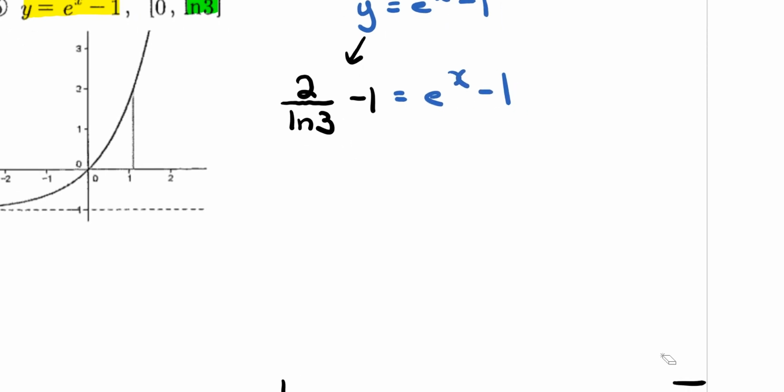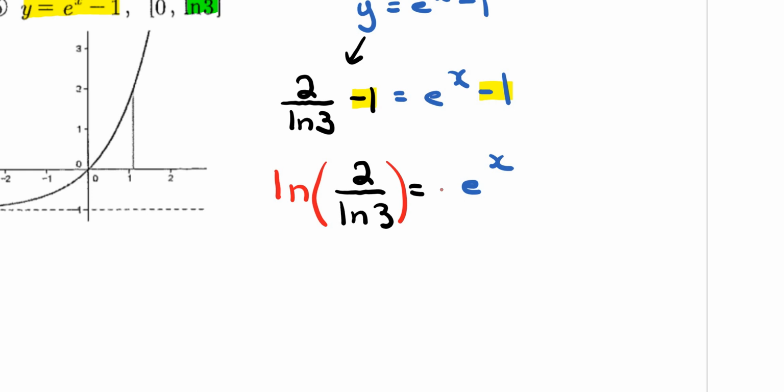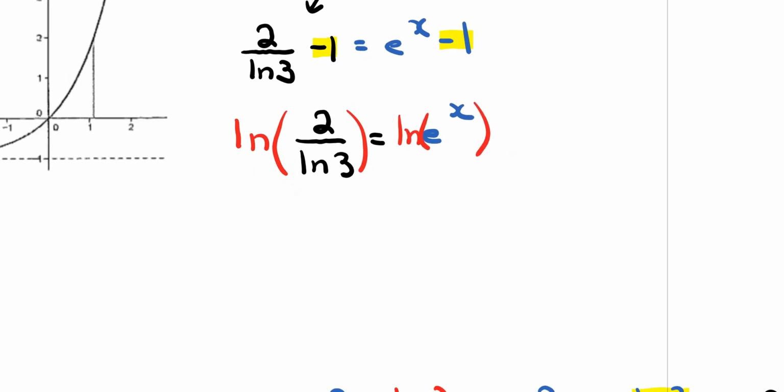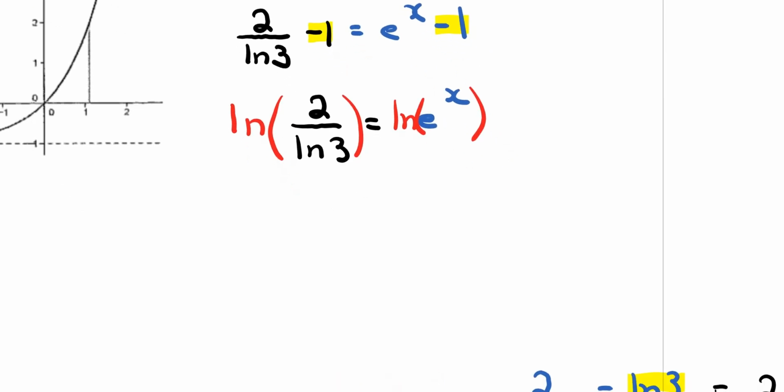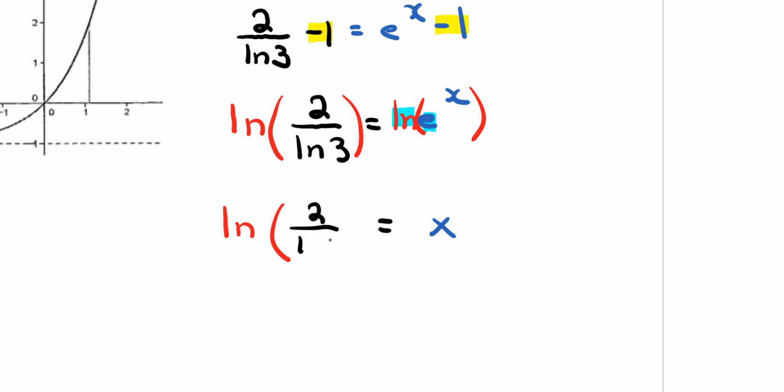Now we just solve this equation for x. I noticed that this negative 1 and that negative 1 cancel off, giving you 2 over ln 3 equals e to the x. Then we take ln of both sides, ln that and ln that. You'll notice that this ln and this e cancel off, giving you just x. And on the left hand side, I have ln of 2 divided by ln 3.